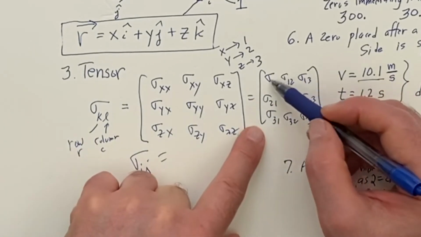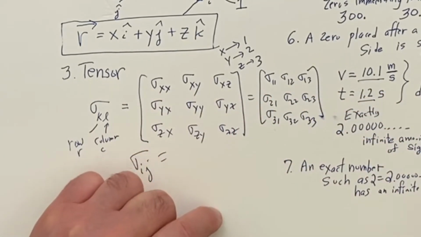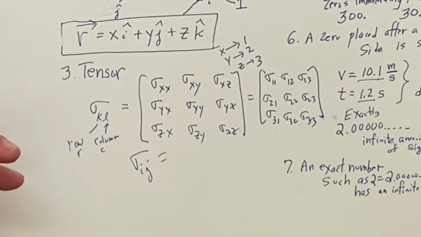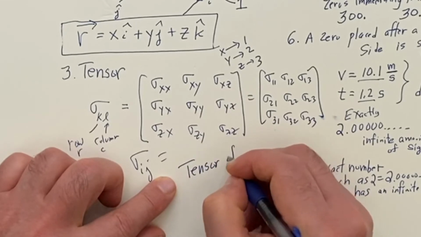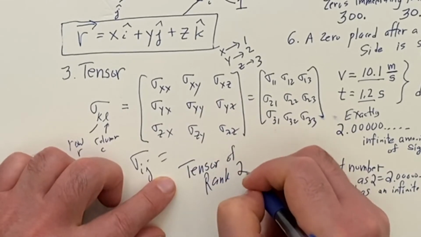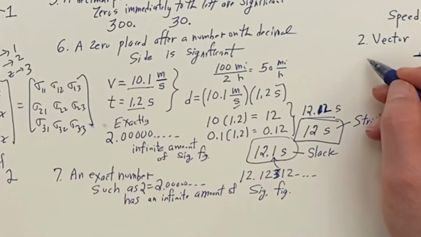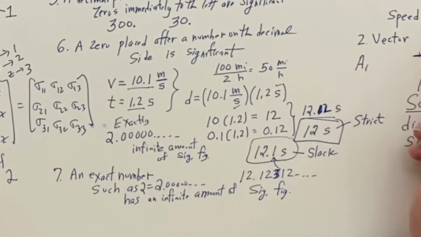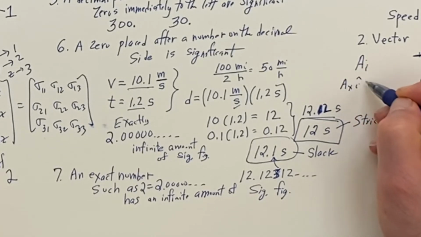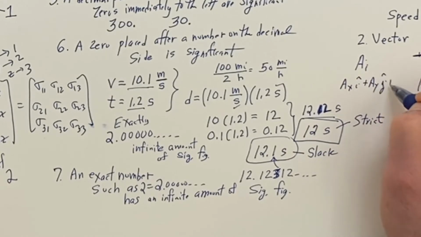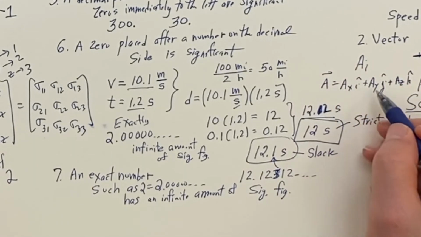But you could say that this has 9 components, that the vector has 3 components, and the scalar has 1 component. So you could say that if this is the tensor, this is the tensor of rank 2, because there's 2 indices here, or indexes. Here the vector has 1 index. You can think of this as sort of an AX i hat, AY j hat, AZ k hat, some kind of general vector. X is 1, 2, and 3.